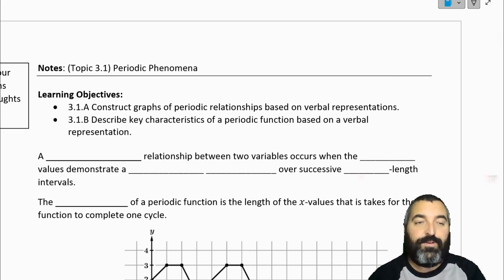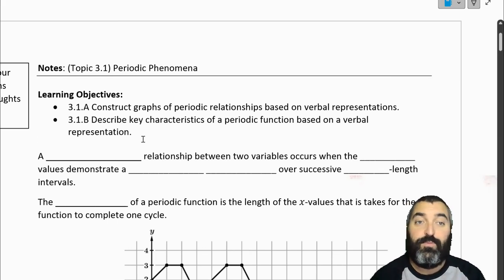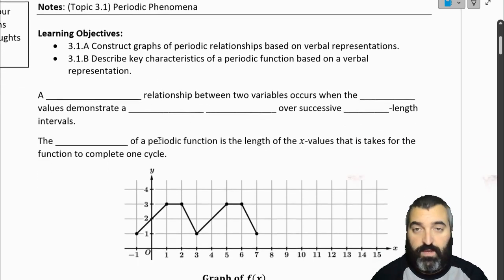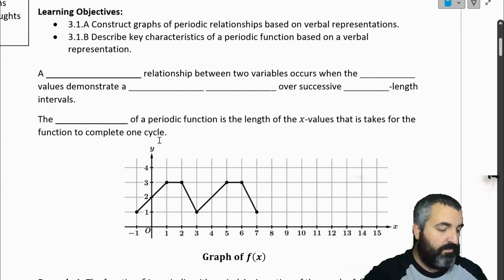Hello, everybody. Mr. Rubo here, and today we are talking topic 3.1, periodic phenomena. So we're going to have a couple definitions here and then do a couple examples.